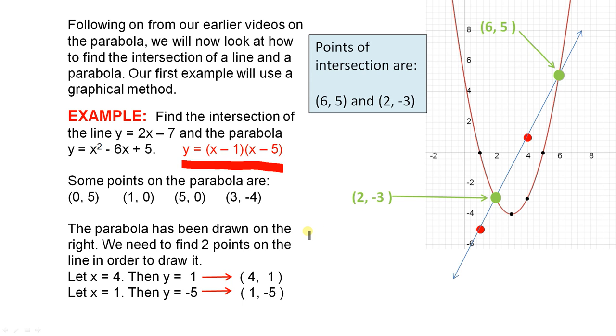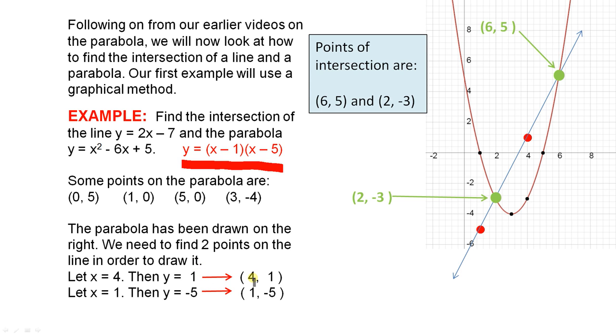So the parabola has been drawn on the right. We need to find 2 points on the line in order to draw it. So remember, in order to draw a straight line, you need at least 2 points. So if you let x equals 4, so if you put x equals 4 here, that is twice 4 are 8. 8 minus 7 gives you 1.